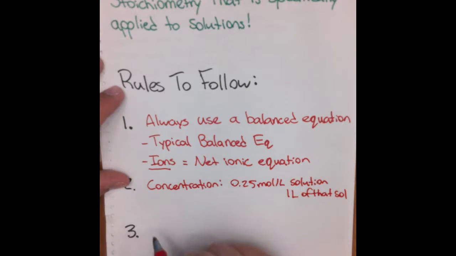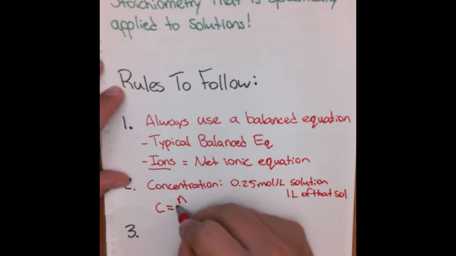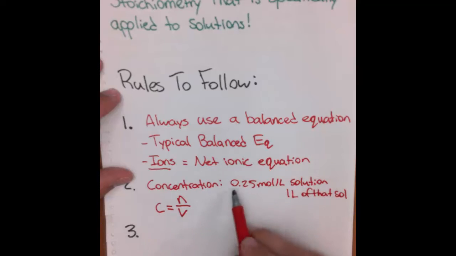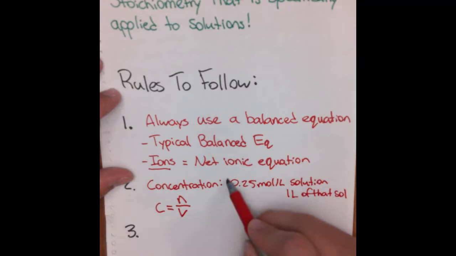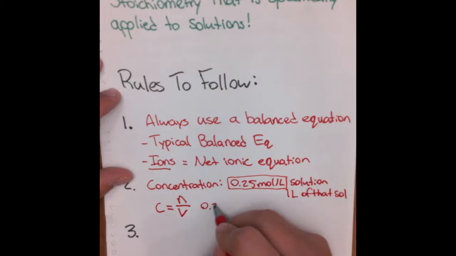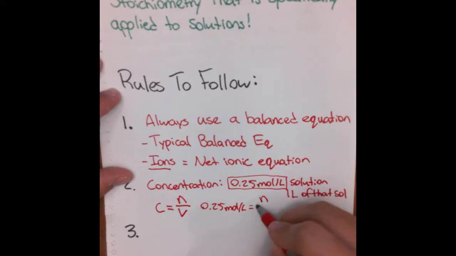We're going to do that using our concentration equation, which is just C equals our number of moles over our volume. A lot of the time this is how you're going to use it. We can fill in here: our concentration, our C value, is 0.25 moles per liter, and that's going to equal our number of moles over our volume, which is 1 liter.